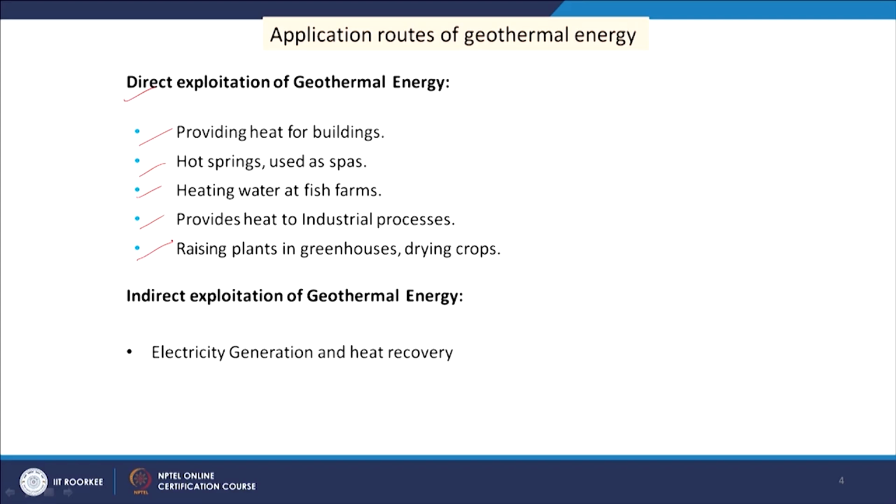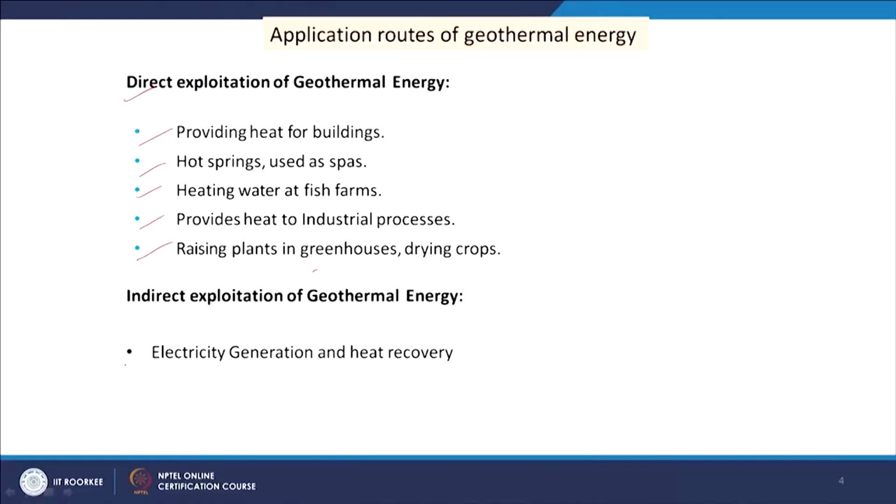Particularly in countries where the ambient temperature is below 0 degree or very low, this energy can be used to raise the temperature of greenhouses and for drying crops. These are the direct uses of geothermal energy. But we can also convert this energy, available in terms of steam or hot water, to electricity, and that is the indirect mode of application. Electricity is the most usable form of energy, and it can also be produced from geothermal energy.